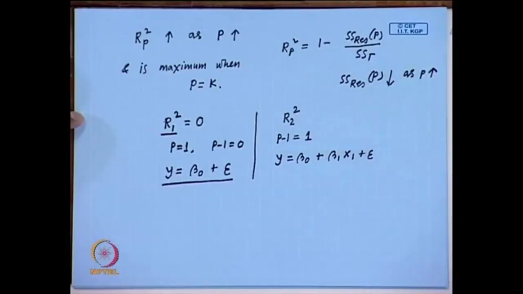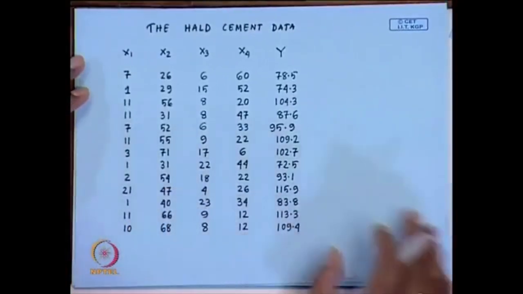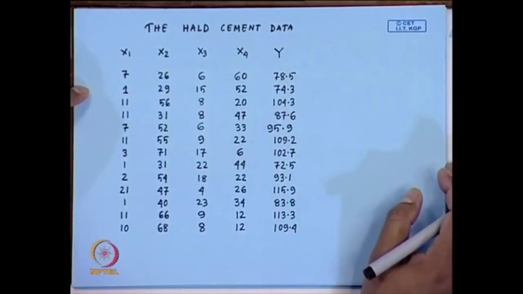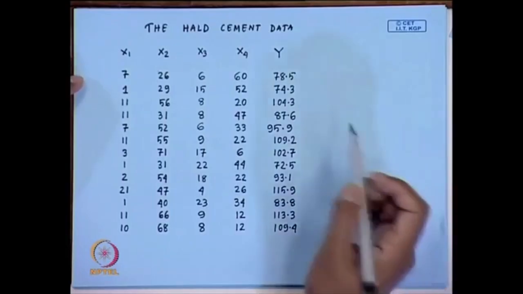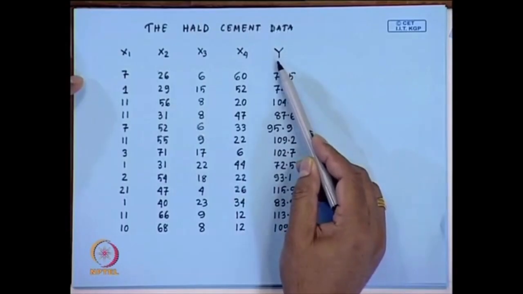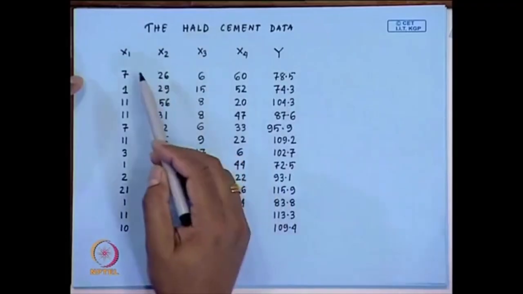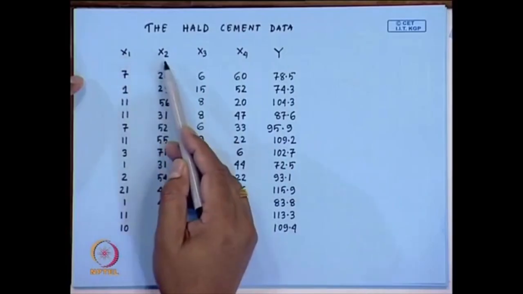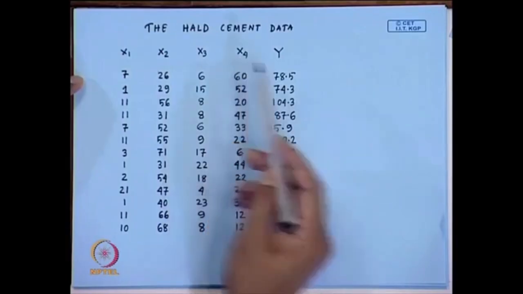Okay. To illustrate all these things, first I will consider one example. This is quite famous data, called the Hald cement data. Here we have one response variable y, and we have 4 regressor variables x 1, x 2, x 3 and x 4.